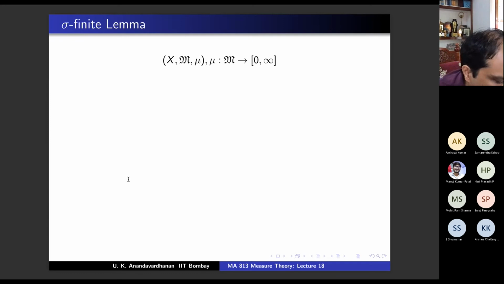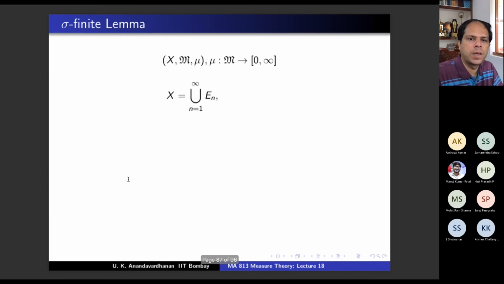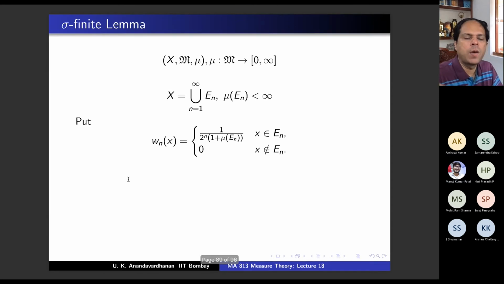So what is the extra condition? Mu is also sigma finite. Okay. So X is union En, where mu of En is finite. This is given to you. Now, the statement of the lemma is the last line. You take these functions. If x belongs to En, you consider that particular thing, and for x outside En, you consider 0. Consider these functions and take the sum.